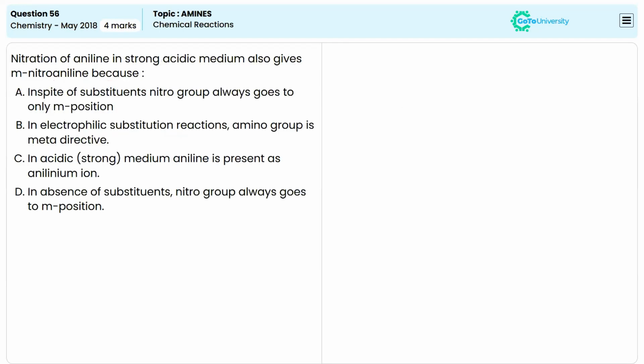Now coming to the next question. Here it is given that nitration of aniline in strong acidic medium also gives meta-nitroaniline. What is the reason? Nitration of aniline in strong acid medium produces meta-nitroaniline because in strong acid medium aniline will accept the H plus ion, so it will convert into the anilinium ion.